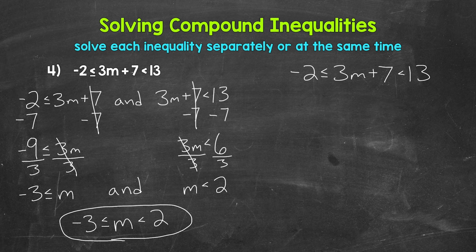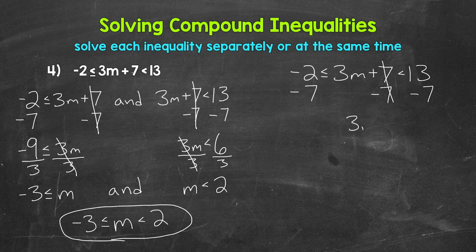So now we need to isolate that variable of m. Again, we have multiplication and addition here. So we need to undo the addition first. So let's subtract 7 from the middle. That means we need to subtract 7 from the left and the right as well. Now the 7's in the middle cancel each other out.